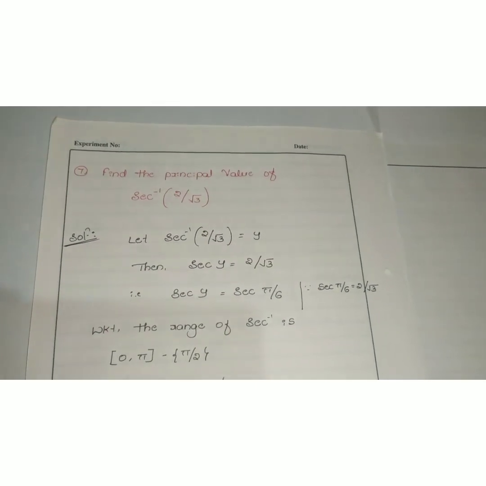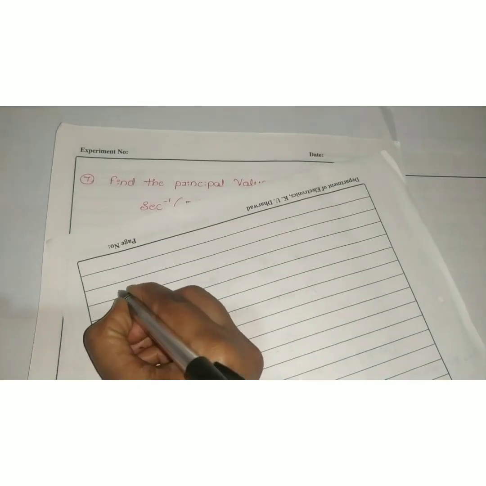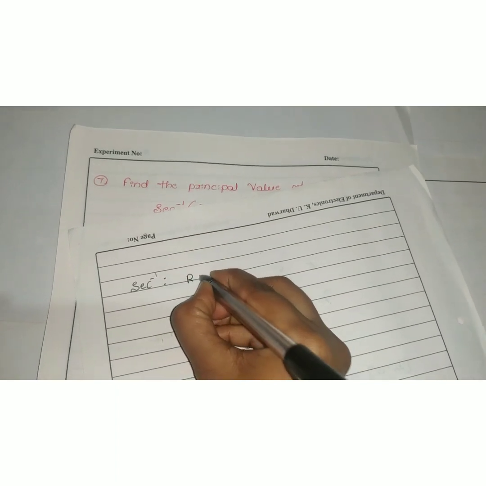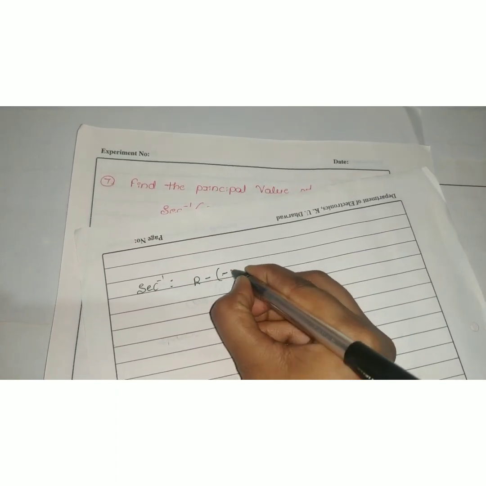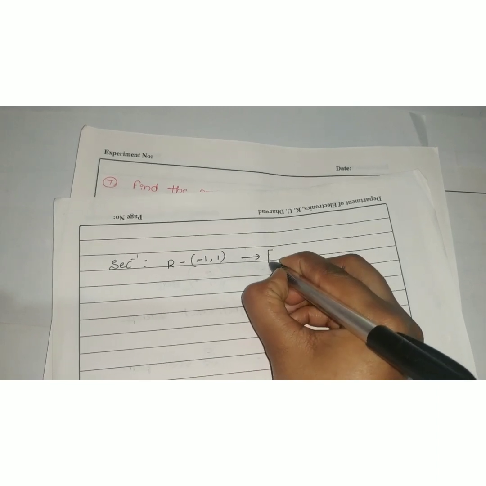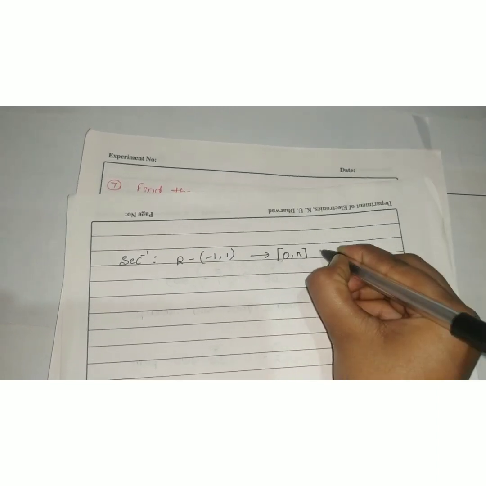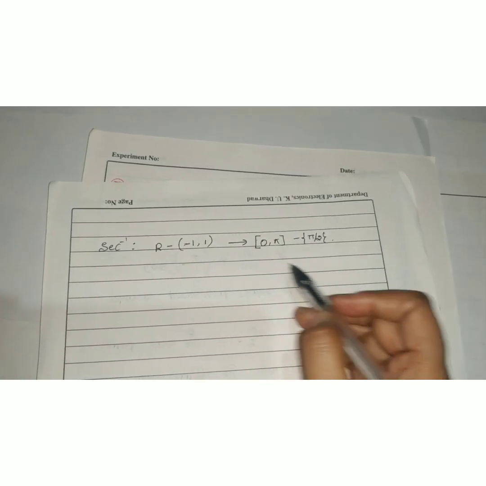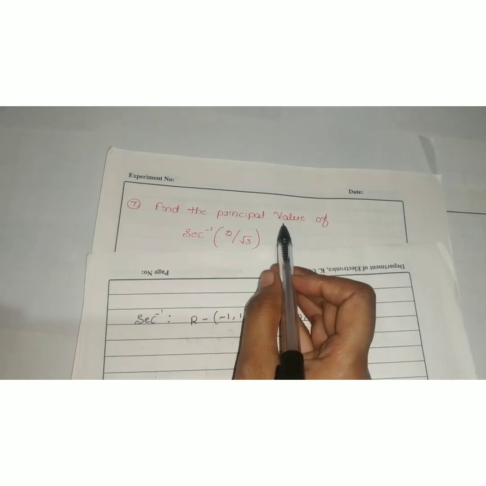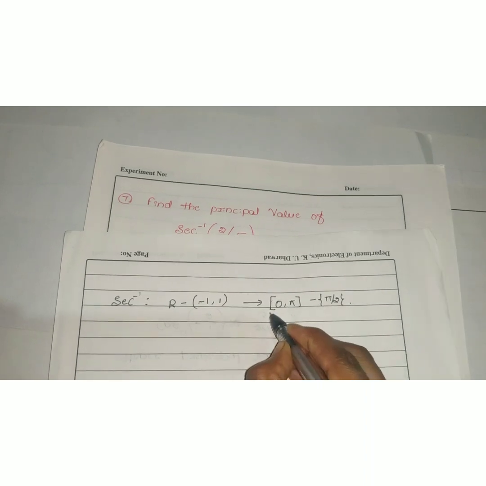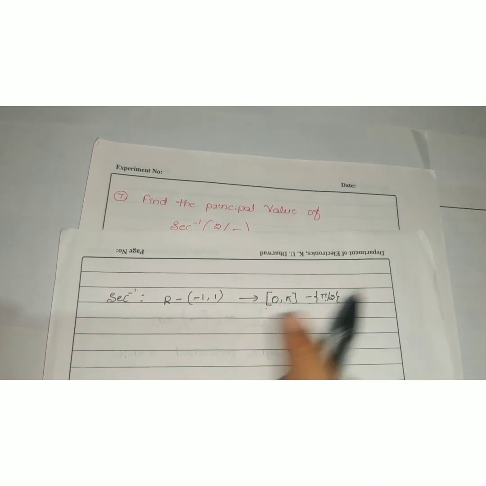And we know the domain and range of the sec inverse function. The domain of the sec inverse function is all real numbers except the open interval -1 to 1. The range of the sec inverse function is the closed interval 0 to pi except pi by 2. So this is the principal value branch. The principal value of sec inverse means the value lies in the closed interval 0 to pi except pi by 2.